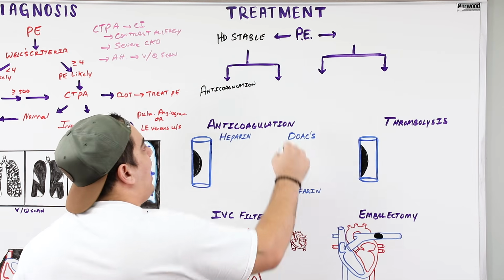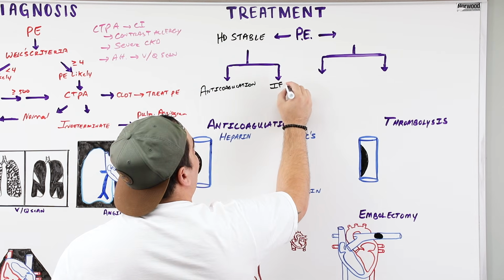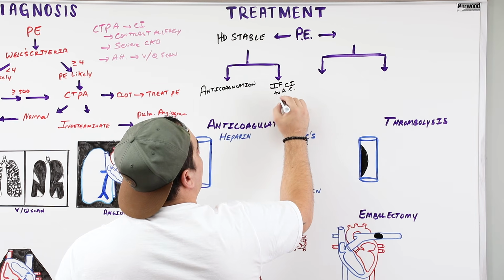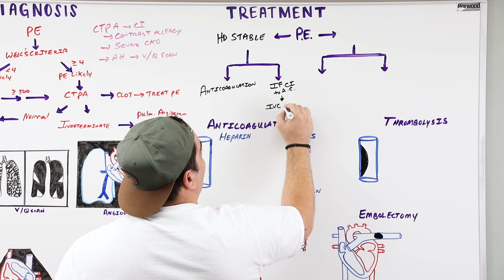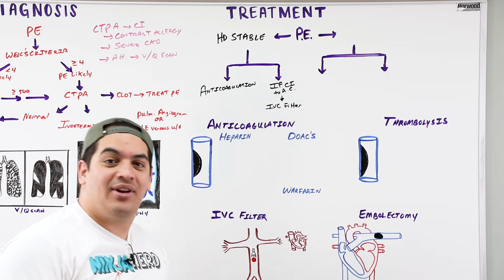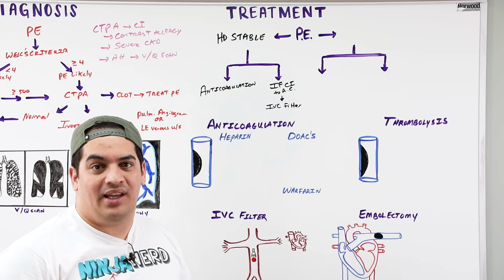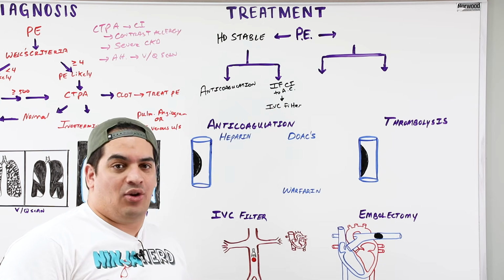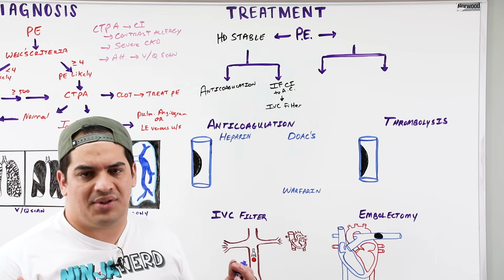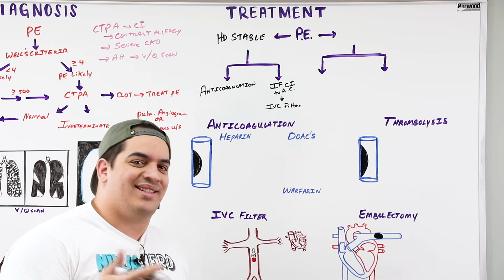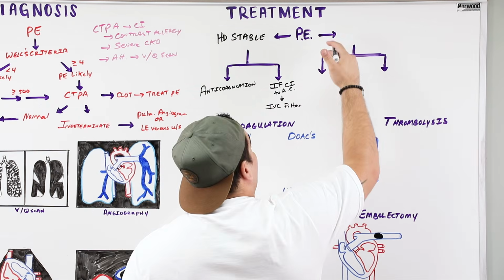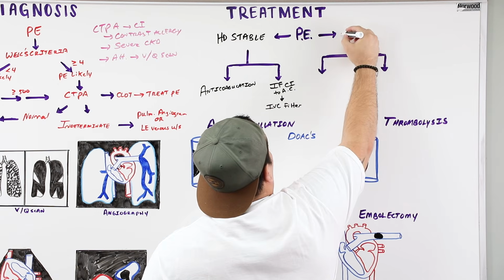Now, if they have a contraindication to anticoagulation, so we'll put AC, then we do what's called an IVC filter, okay? Simple as that. Hemodynamically stable, diagnosed with a PE, you can do what? Anticoagulation. If they have a contraindication to anticoagulation, or for some reason anticoagulation is unsuccessful, you do an IVC filter, right? Done.